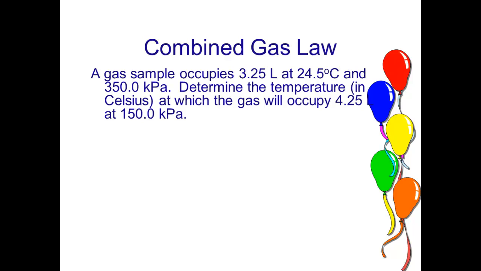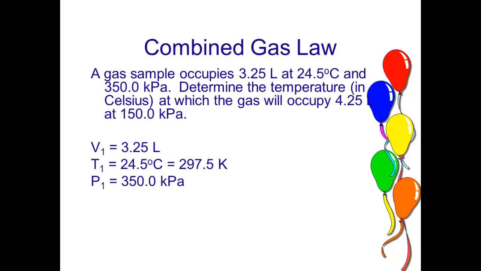What's the 3.25? Volume. Volume 1 or 2? 1. 24.5? Temperature 1. 350? Pressure 1. What are we solving for? The second temperature, Temperature 2. And volume 2? It's 4.25. Pressure 2 is 150. Don't forget to change your temperatures to Kelvin before you put them in the equation.